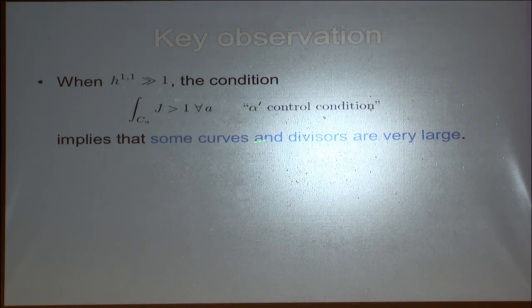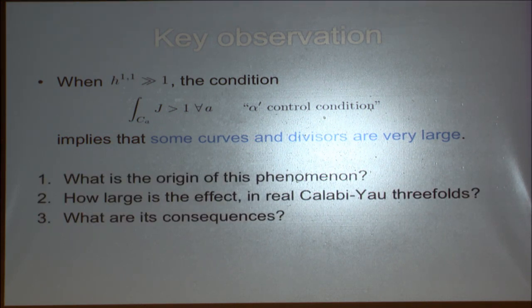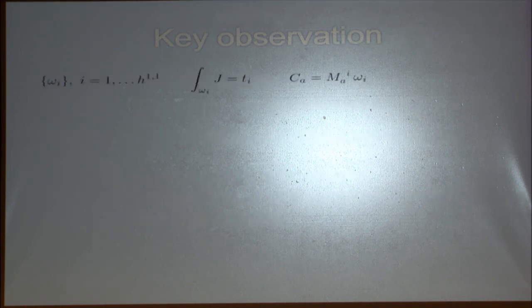Okay. Now, the key observation is that when H11 is large, this condition, that the integral of the Kähler form is at least 1, implies that some curves and divisors are really large. And so let me briefly show you how this phenomenon arises. We have to go into some explicit setup for a second. So suppose omega I is a basis of curves, and Ti is a set of Kähler parameters, the integrals of J over that basis. And suppose that I can write all of the curves, Ca, as some matrix of integers dotted with the basis of curves. And then the condition that every holomorphic curve has volume at least lambda maps into here the relationship that M dot t is at least lambda.